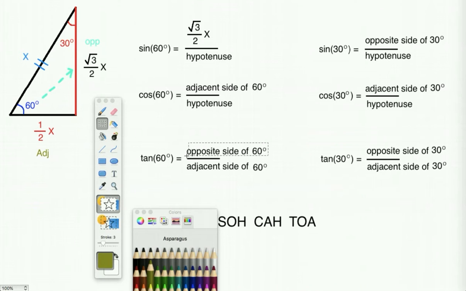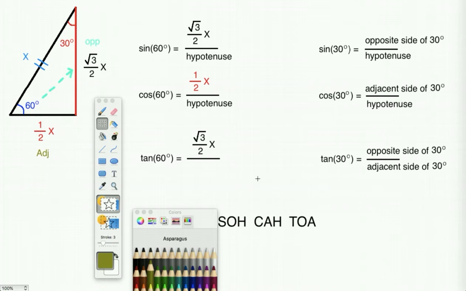Here it says opposite of 60 degrees, so once again we'll change it to square root of 3 divided by 2 times x. Compared to that 60 degrees, 1/2 x is adjacent to it. Adjacent just means next to. So everywhere I see adjacent side of 60 degrees, I'm going to change that for 1/2 of x. And finally, your hypotenuse is x, because that is your long side.